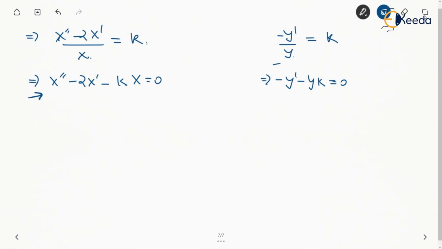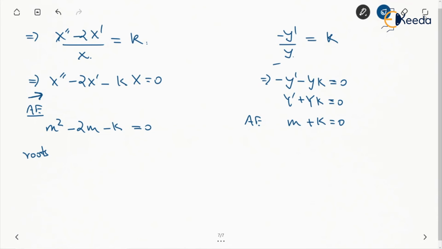In order to find the roots, we can form an auxiliary equation here. The auxiliary equation in this case will be m square minus 2m minus k equal to 0. In this case we can also write it as y dash plus yk equal to 0 by removing the negative terms. So in that case, the auxiliary equation can be m plus k equal to 0. So probably this is going to give the roots.